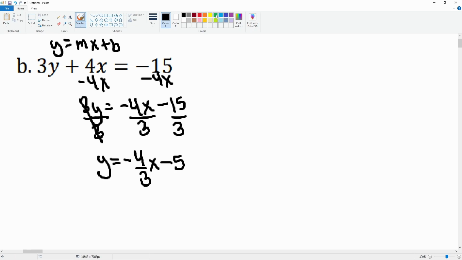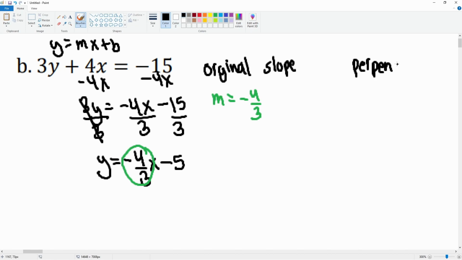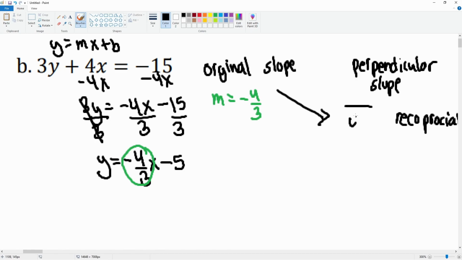Here we have the slope, so we can say that the original slope is m equal to negative 4/3, and we now want the perpendicular slope, which is going to be the opposite reciprocal. So for the reciprocal, the 4 goes on the bottom, the 3 goes on top. It was a negative. Do you see how it was a negative? But now we want the opposite of that, so now it's going to be a positive.